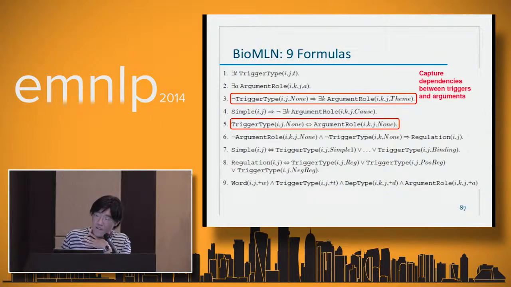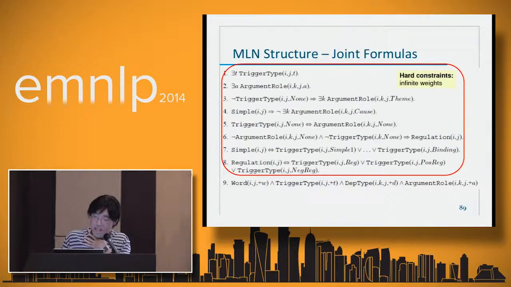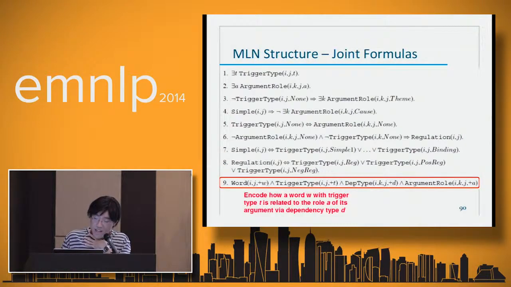These are the formulas that capture the dependencies between triggers and arguments, because you can see that they connect the trigger type and the argument role predicate. And so are these formulas, because if you remember, the simple predicate and the regulation predicate are expressed in terms of trigger predicates, and so they also connect the triggers and the arguments. The first 8 formulas in this MLN are hard constraints, meaning that they have infinite weights. Whereas the last formula encodes how a word W with trigger type T is related to the role A of its argument via dependency type D.